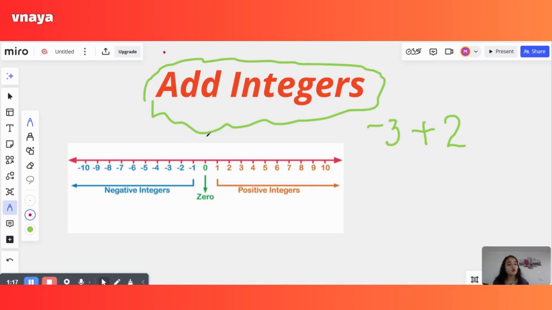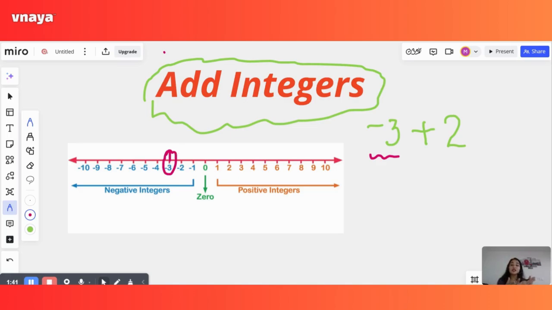Let's see that. So, what's my first integer? That's -3. So, you're going to first of all stand at -3. So, here is the -3. Now I am adding how much in that? Adding 2 in that. It means I need to make two jumps towards the right side because I'm doing addition.